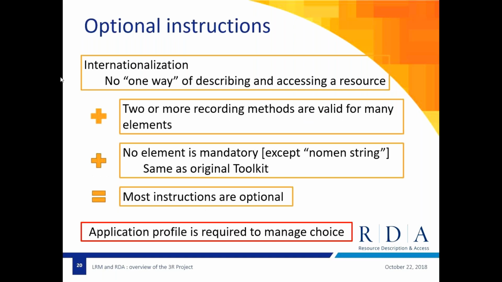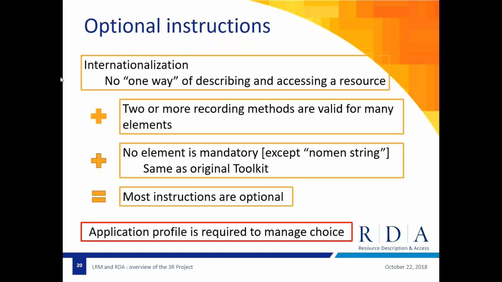Optional instructions then. Why are these instructions optional? A result of the strategy of internationalization. There is no one way, never has been one way, of describing and accessing a resource. Google is a clear counterexample to this. Google recognizes no library standards whatsoever, yet it's a pretty good resource retrieval engine.